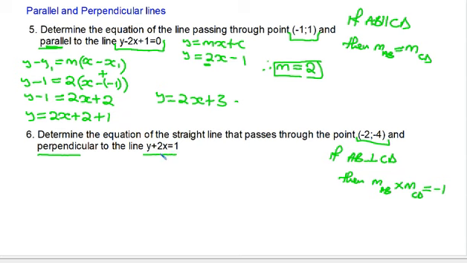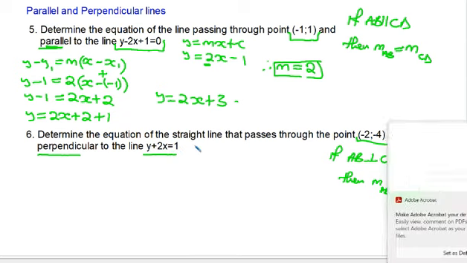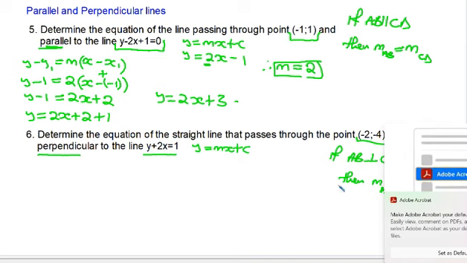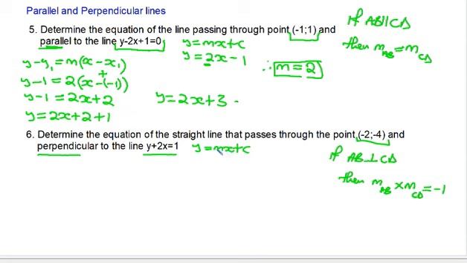First step, let's get the gradient of this line by writing it in standard form, y is equal to mx plus c. Take the 2x to the other side, so it's y is equal to negative 2x plus 1. So our m here is negative 2. This is the gradient of this line here. M is equal to negative 2.